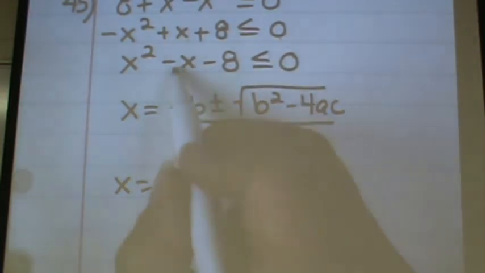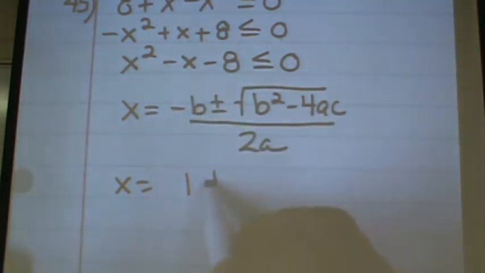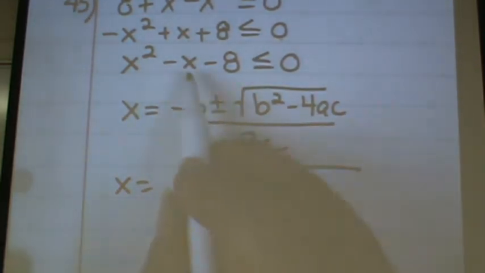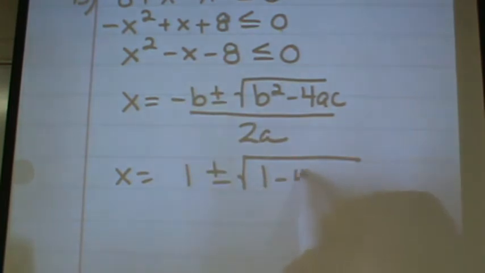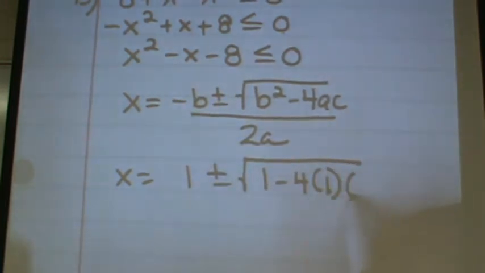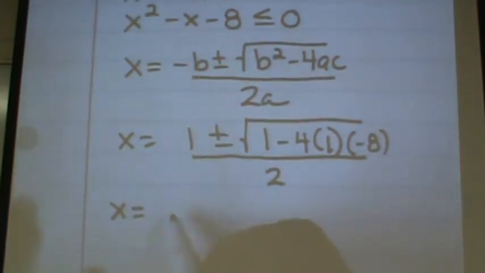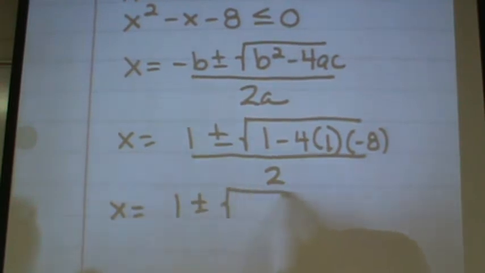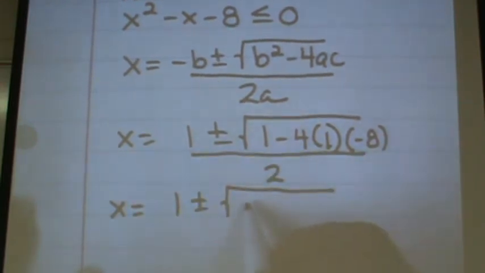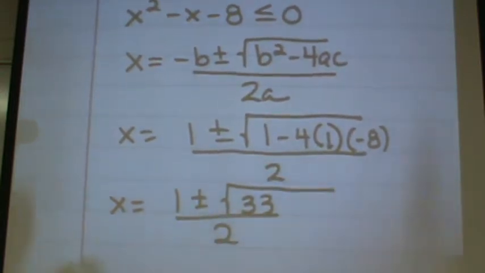So we have the opposite of negative 1, which is positive 1, plus or minus the square root of negative 1 squared, which is 1, minus 4, where a is 1 and c is negative 8, all over 2 times 1, which is 2. So I have 1 plus or minus the square root of 1 plus 32, which is 33, over 2.